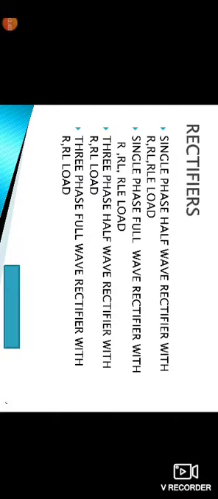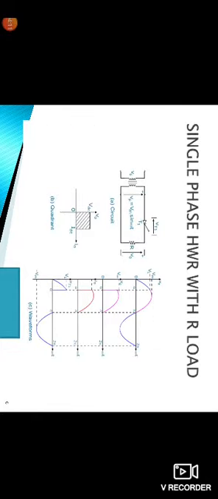These are the classification of rectifiers: single phase half wave, single phase full wave, three phase half wave, three phase full wave. In these, RL and RLE loads are applied to the single phase half wave, single phase full wave, three phase half wave, and three phase full wave. These are the categories of rectifiers.